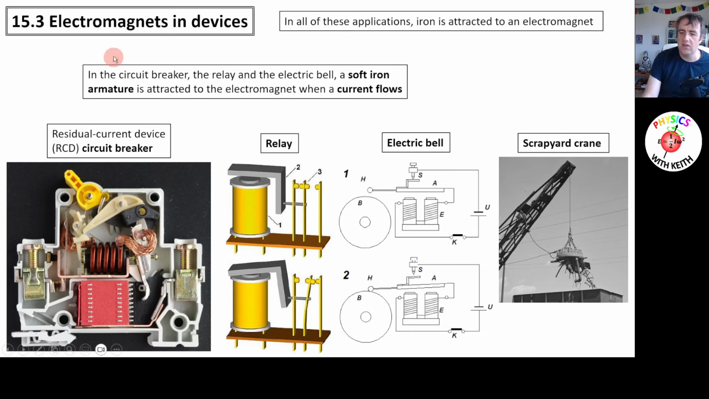Yeah, that's all I need to say. In a circuit breaker, relay, electric bell, it's the same for all of these. Soft iron armature attracted to the electromagnet when current flows. If enough current flows. It's the same with them all. So let's move on to lesson 92.